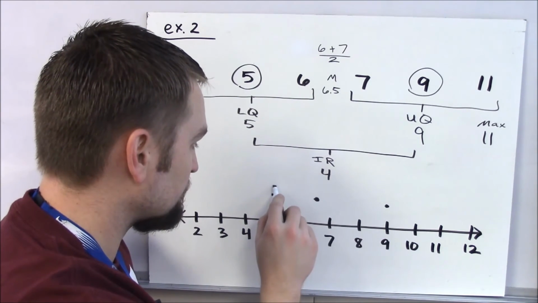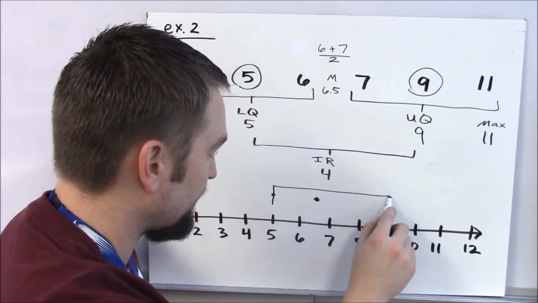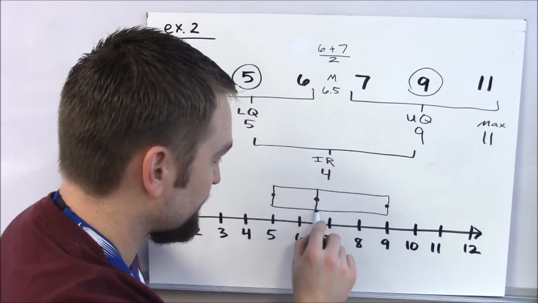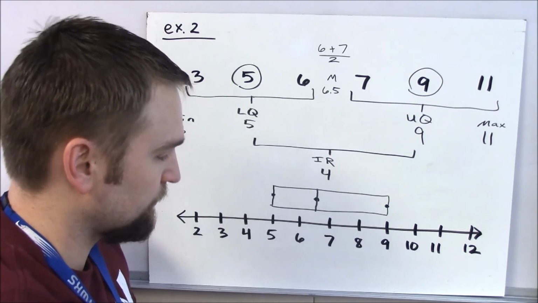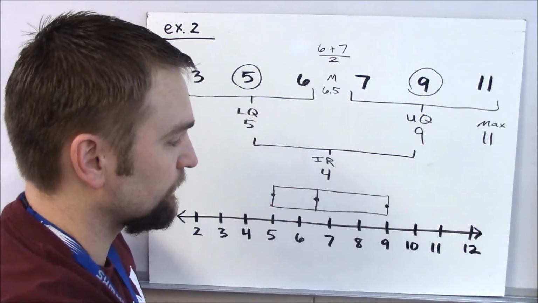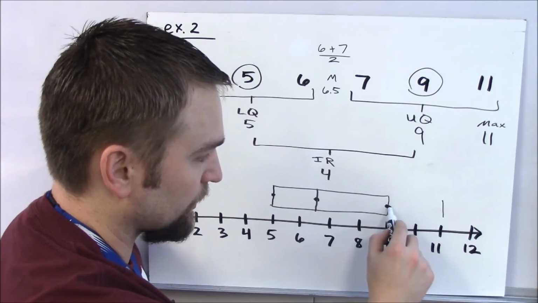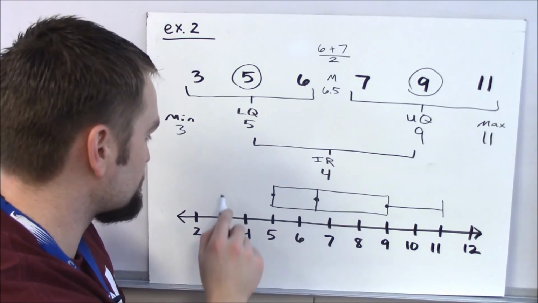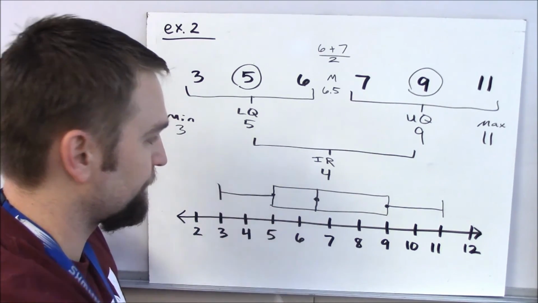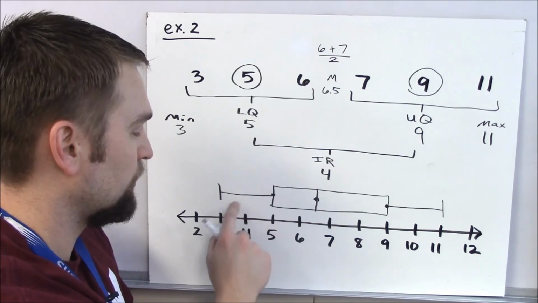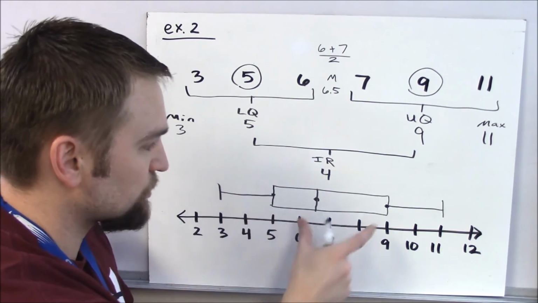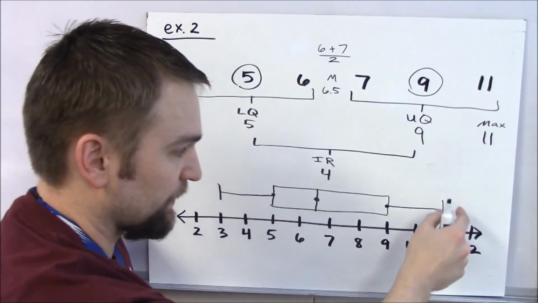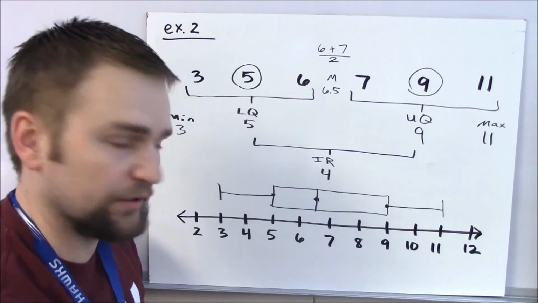What I'm going to do is make a little box here. Remember, that's my box in between the lower quartile and the upper quartile. My median is right there. And then we have 11 as a whisker, so I'll put a line here and draw a little whisker out there. My minimum was 3, so I'm going to put a whisker here. So the bottom quarter of information, half the information between these in the box, and then the top quarter is in the upper whisker right there.